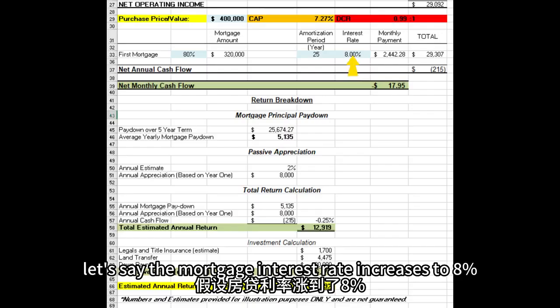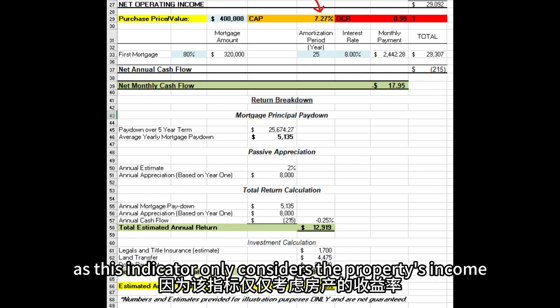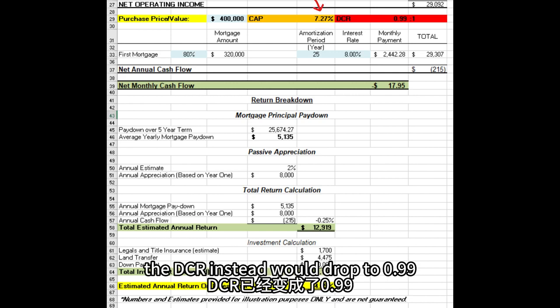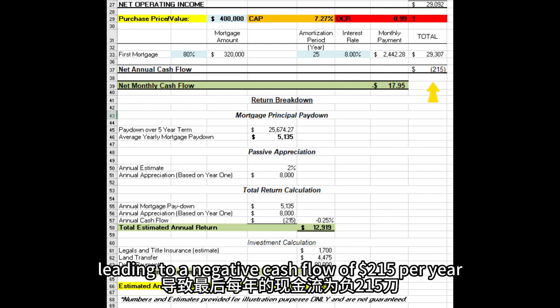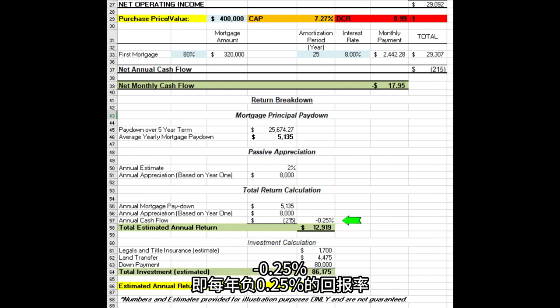However, if the benchmark interest rate continues to rise, let's say the mortgage interest rate increases to 8%, we will see the cap rate remains unchanged. This indicator only considers the property's income and does not account for borrowing costs. However, the DCR would drop to 0.99, leading to a negative cash flow of $215 per year, resulting in a negative return rate of minus 0.25%.